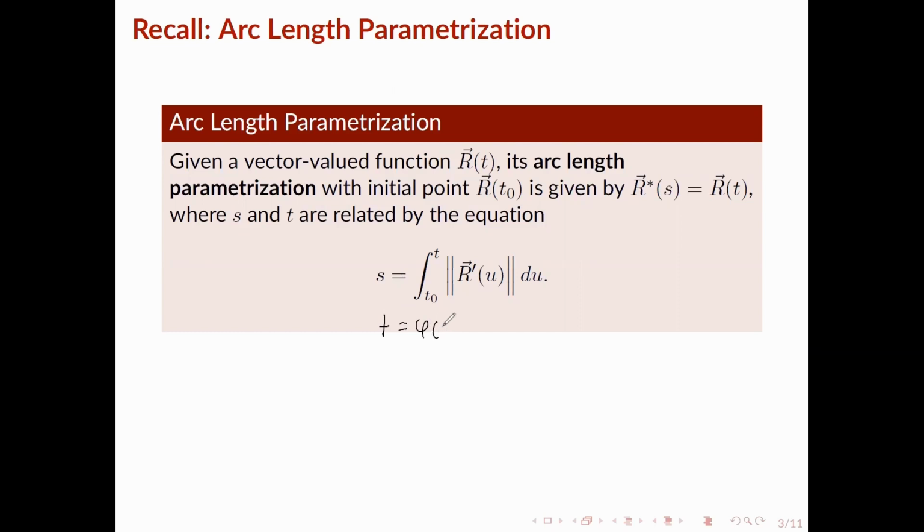So let's say t is equal to 5s. And using this, we obtain R star of s equals R of t equals R of 5s. All right, so we just plug in the function of s.